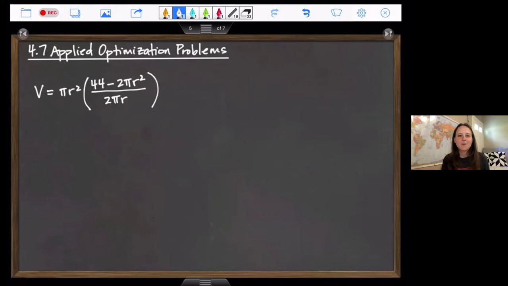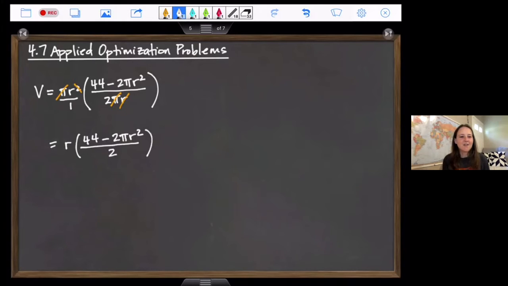All right, here's our volume formula from the previous slide. I'm going to simplify this a little bit. I'm going to think of that pi r squared on the outside as a fraction over 1. So since it's multiplying by the fraction in the parentheses, I can cancel some stuff on top and on bottom. So I can cancel out the pi here with the pi down there. And I can also cancel out one of the r's. So this is r squared, and I can cancel that out with the r down on the bottom. Okay, so what I have now is r times 44 minus 2 pi r squared over 2.